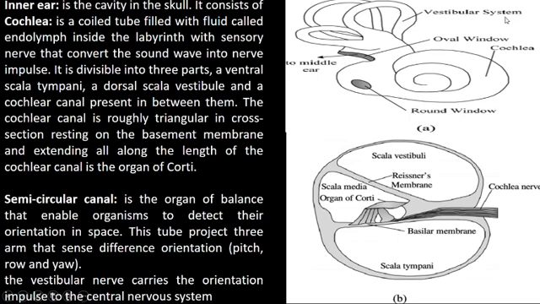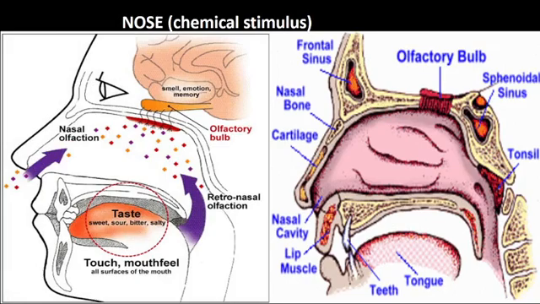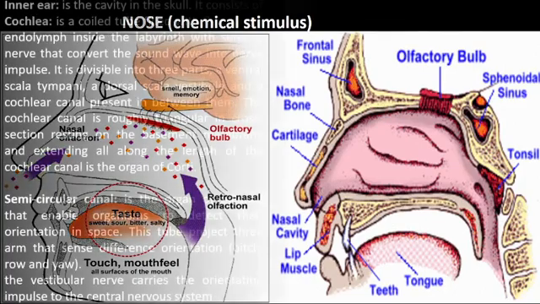So it has the vestibular system. There is an ampulla around this place. So let us say it is the organ of balance. The semicircular canal is the organ of balance that enables organisms to detect their orientation in space. This tube projects three arms that sense different orientations: the pitch when you fall, the roll when you rotate, and the yaw when you rise. The vestibular nerve carries the orientation impulse to the central nervous system, where it will be interpreted to see where you actually are in the space.